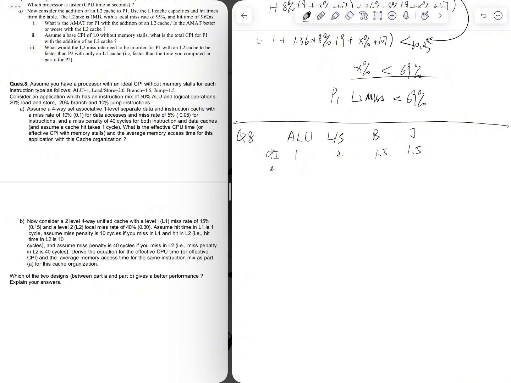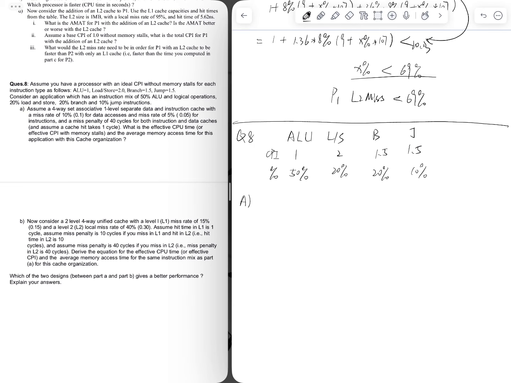And the percentage, I mean how often each kind of instruction happens, is 20% load and store, 20% branches, and 10% jumps, and we have 50% ALU instructions. Okay, so here is the basic information. So go to part A.